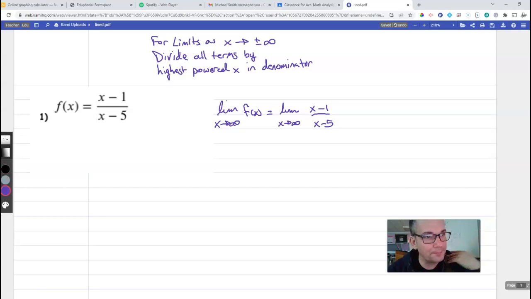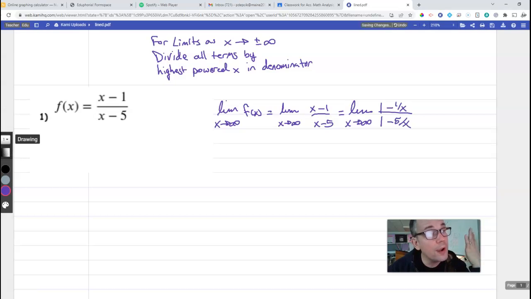So as I divide each piece of this by x, x divided by x is 1. This guy divided by x is 1 over x. This x divided by x is 1 again, and then 5 divided by x is negative 5 over x.